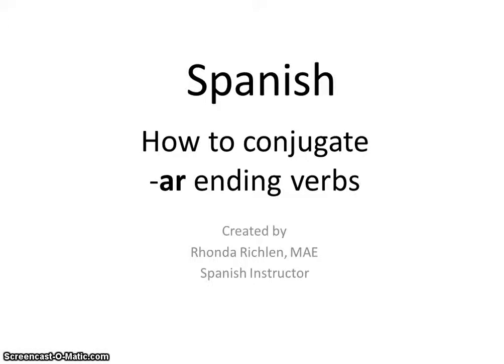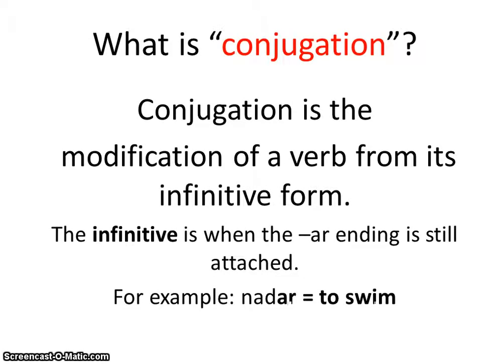In today's lesson, you will learn how to conjugate AR ending verbs in Spanish. What is conjugation? Conjugation is the modification of a verb from its infinitive form. The infinitive is when the AR ending is still attached. For example, nadar. Nadar means to swim. That AR ending means to.